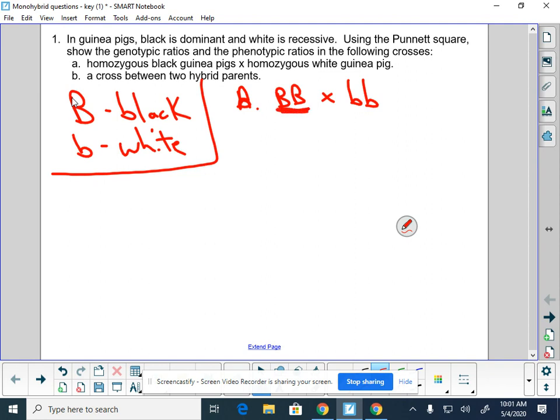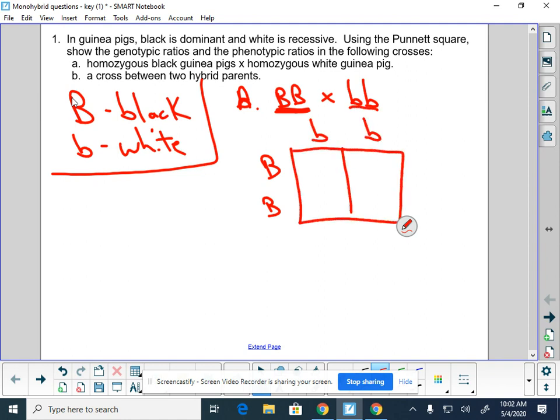So for the first parent, I have to segregate those alleles, or do meiosis if you want to talk about it that way. And we get a big B is one possible allele, and the other big B is the other possible allele. For the other parent, it's little b or little b. Draw out my Punnett square, and now I fertilize the boxes. The big B goes there, the little b goes there. Same thing, big B, little b, big B, little b, big B, little b. There, now I'm done my Punnett square.